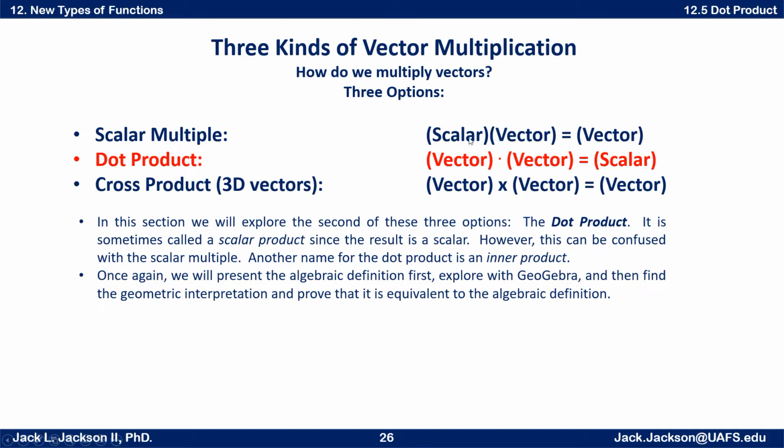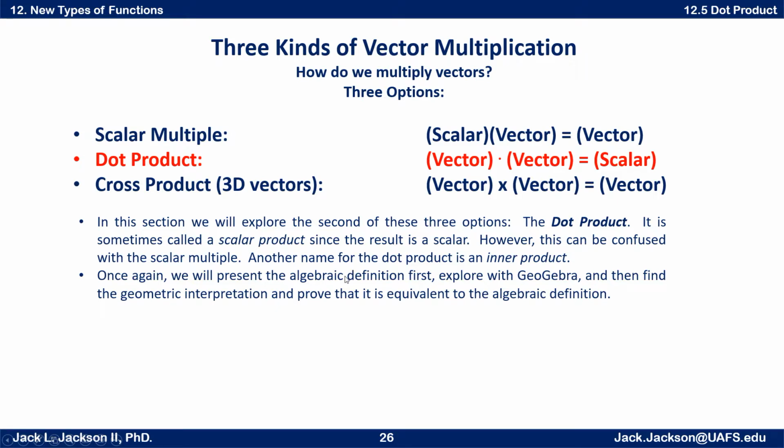If a scalar, a real number, is just written next to a vector, that's how we usually indicate a scalar multiple. And then we use these two different multiplication symbols, the raised dot and the cross, for the two different kinds of products for a vector times a vector. And so we name them by the symbols, the dot product and the cross product.